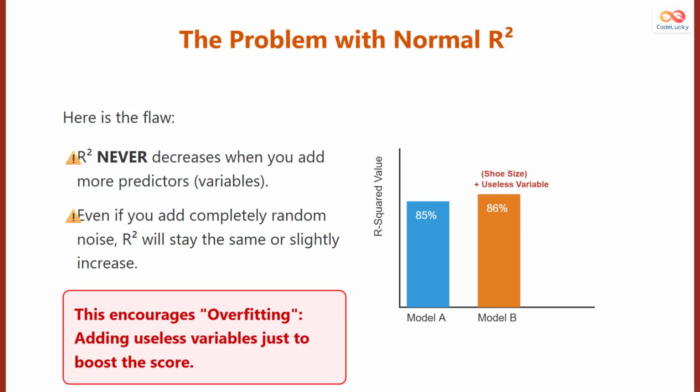However, R-squared has a major flaw. It is biased towards complexity. Every time you add a new variable to your model, R-squared will either stay the same or go up. It never goes down. This means you could add completely useless data, like random noise, and your R-squared score would technically look better or stay the same. This encourages overfitting, where we make models too complex just to chase a higher score.